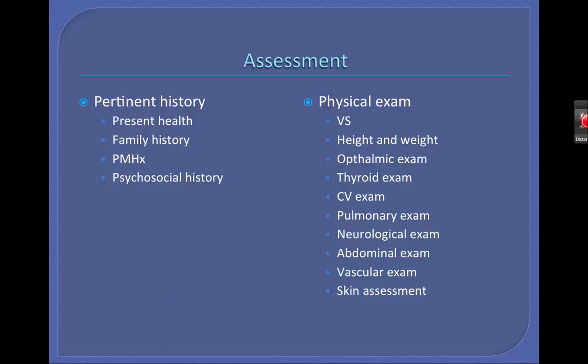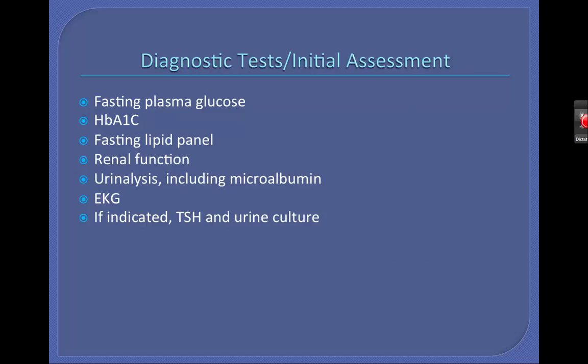Assessment. Your pertinent history is present health, family history, past medical history, and psychosocial history, and the exam is pretty much a full exam: vital signs, height, weight, ophthalmic exam, thyroid exam, cardiovascular exam, lung exam, neurologic exam, abdominal exam, vascular exam, and skin assessment. Diagnostic tests. Initial tests are a fasting plasma glucose, a hemoglobin A1C, a fasting lipid panel, renal function, urinalysis including microalbumin, and EKG if indicated, TSH, and urine culture.